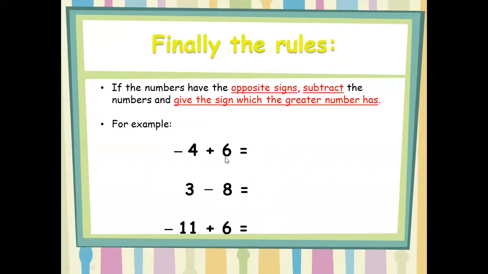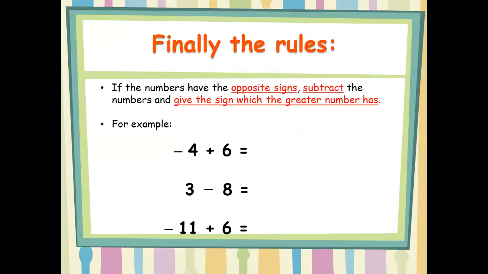So there are 3 things to do. First, you need to check whether both the numbers have the same sign. If they don't, then you do the second thing. What is the second thing? You need to subtract. After you subtract, you need to do one more thing. You have to check which number is greater and which sign that greater number has. You have to give that sign to the answer.